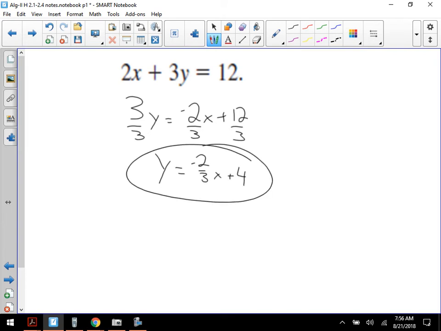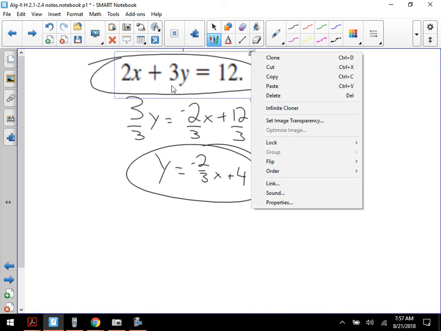You would start your graph at 4, and you would walk your slope down 2, over 3, down 2, over 3, and go on your happy way. That's what you guys have been taught to do. Well, when you have this idea of standard form, you can do what's called a quick graph. Quick graphs are derived from the idea of intercepts.